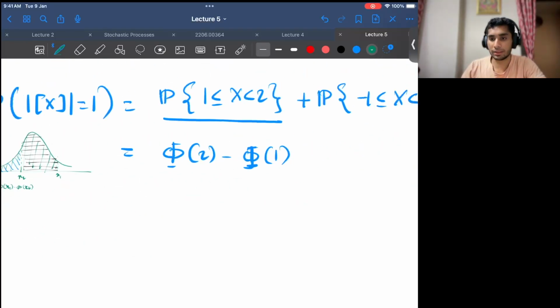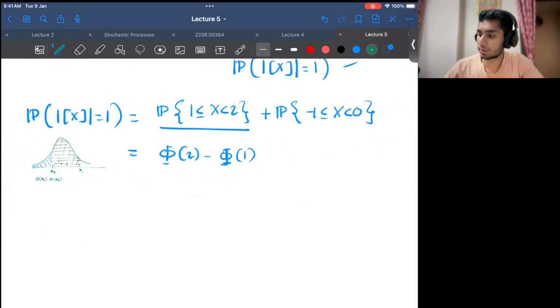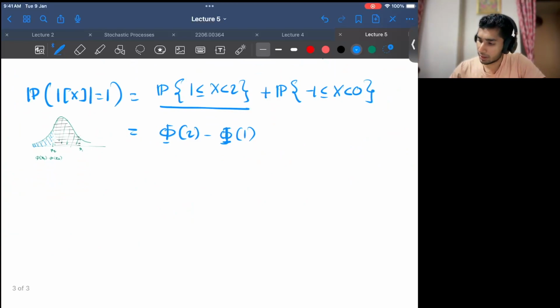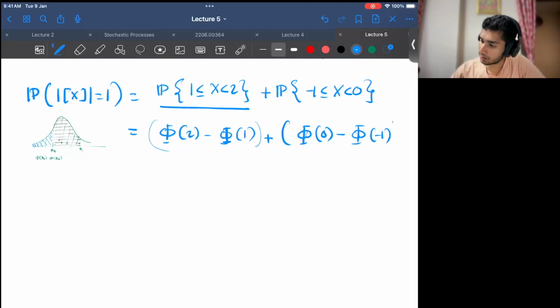Thanks for letting me know that you know. Okay, so this is what the first thing will be equal to, right? Plus this second thing, what will that be equal to? Phi of 0 minus phi of minus 1, right?